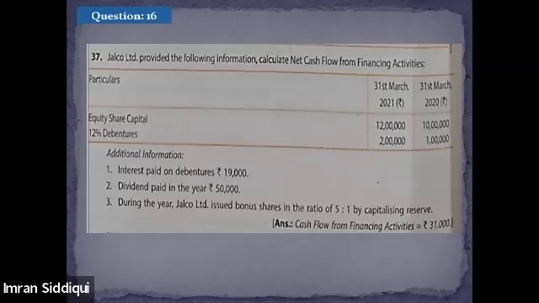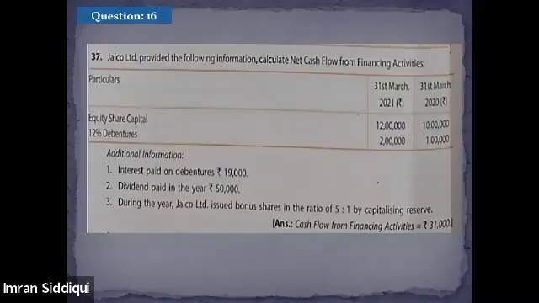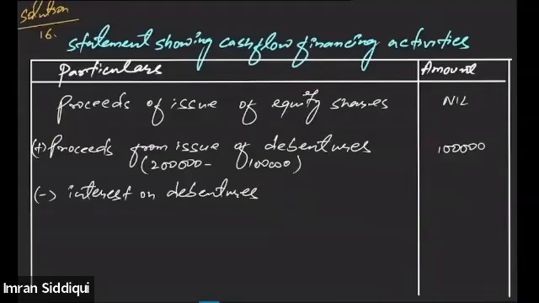Now, in the additional information, it also says that we paid interest on debenture. So because we are paying interest on debenture, this needs to be subtracted, right? Interest on debentures should be subtracted. 19,000. Is that clear?